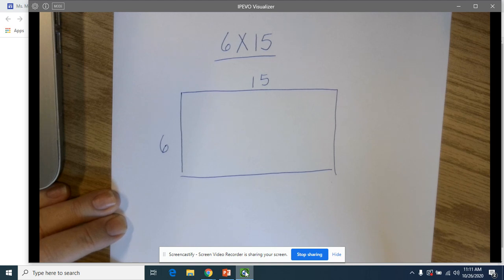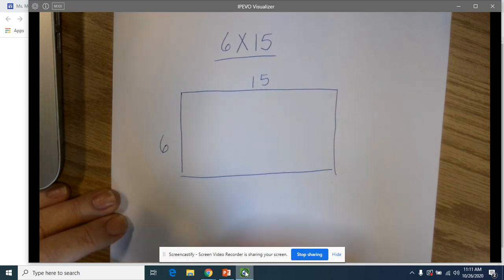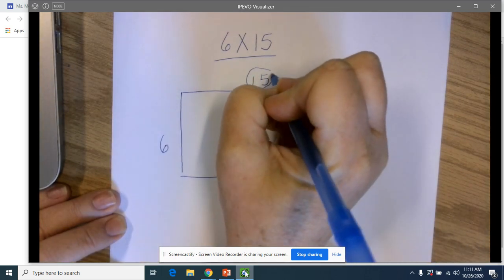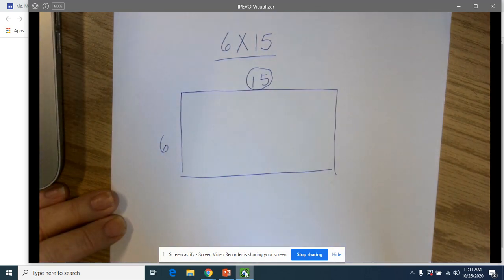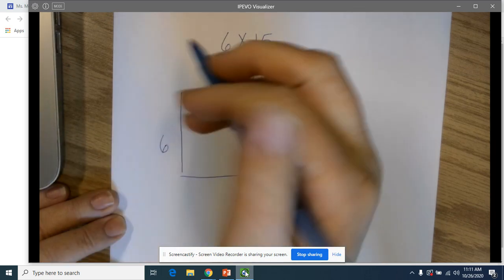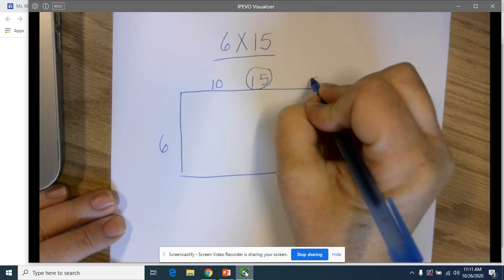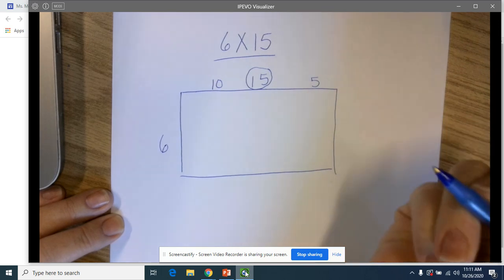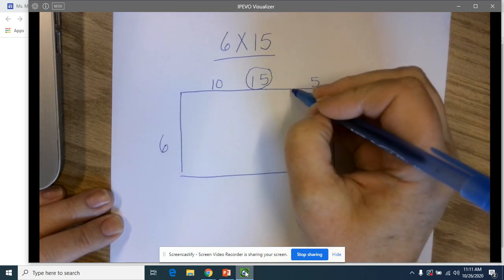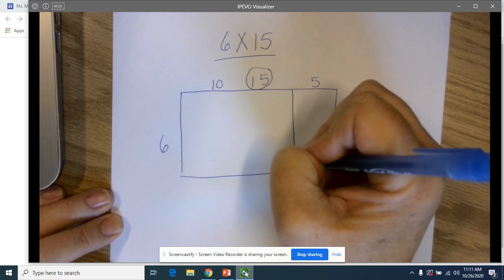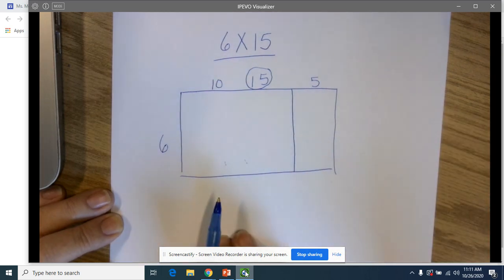All right. So you may not know 6 times 15 right offhand, but what we've been working on is trying to find ways to break numbers apart to make the problem a little easier. So I'm going to take this 15. I'm going to break it down by place value because I know 15 is 10 plus 5. And I like multiplying by 10 and 5, and I think you do too. So I'm going to break our bigger array into 2 smaller arrays.